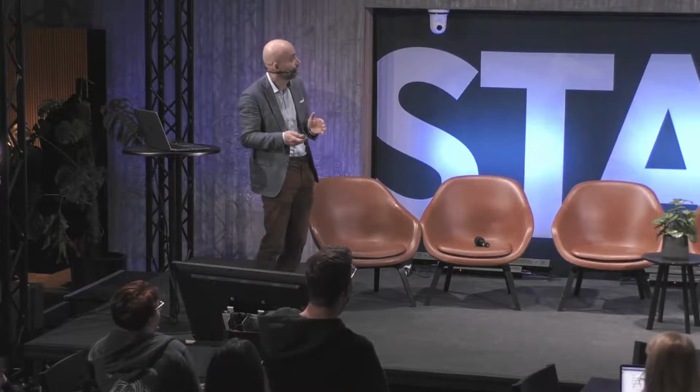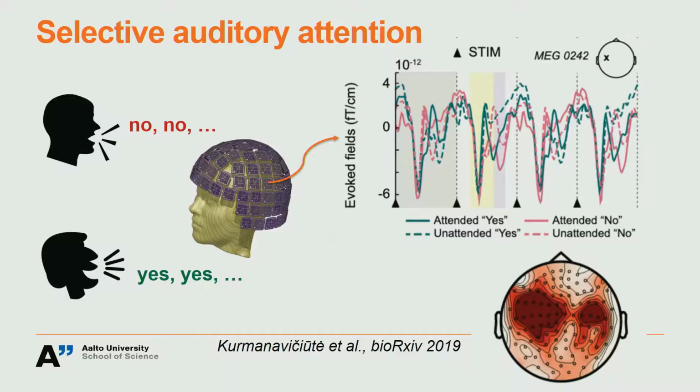Now, what we wanted to see is whether, if we train a machine learning model using these signals, the model can predict which of the word streams the person is attending to. And here is still the spatial pattern of the signals, so the hotspots are really above the auditory cortices.